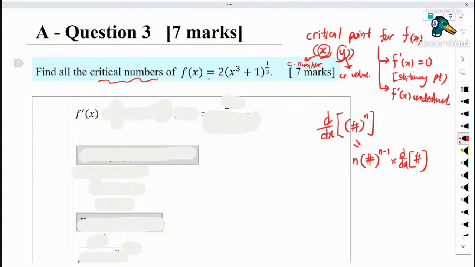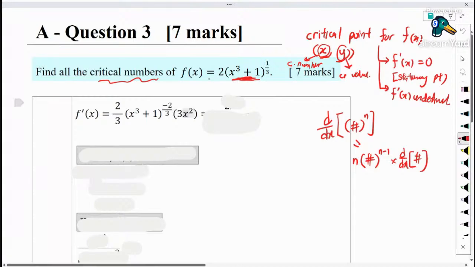Now watch out. The bracket term here is the #. By the power rule, I will bring 1 over 3 to the front, so I get 1 over 3 in front. The bracket term is maintained, but the power is reduced by 1, so I have 1 over 3 minus 1, which gives negative 2 over 3. And it's not the end of the story yet, because I need to differentiate the bracket term. So x cubed plus 1, differentiate, we get 3x squared. In this whole thing, we can simplify the constant 3. Therefore, I have 2 multiplied with x squared.